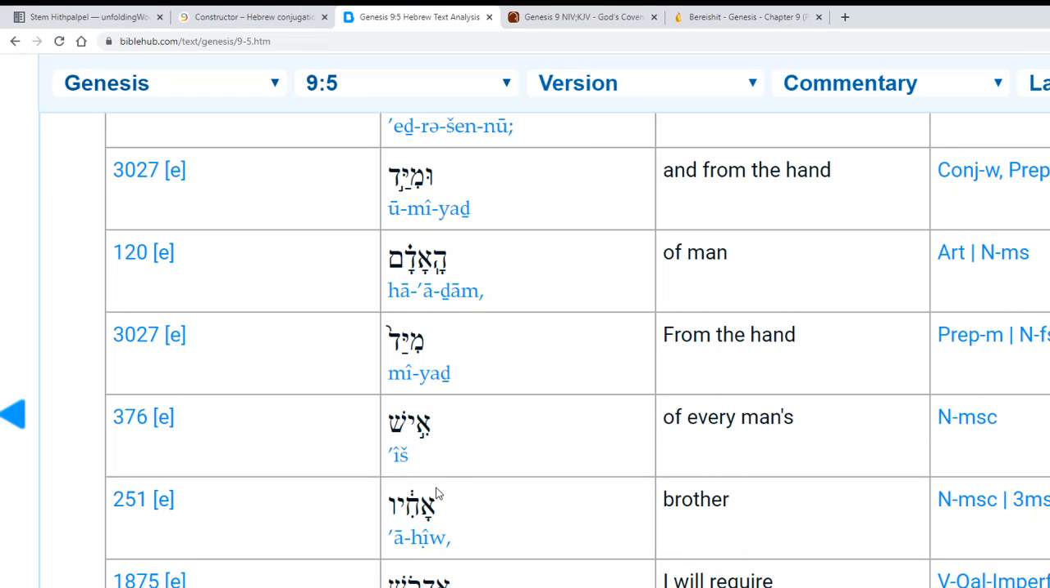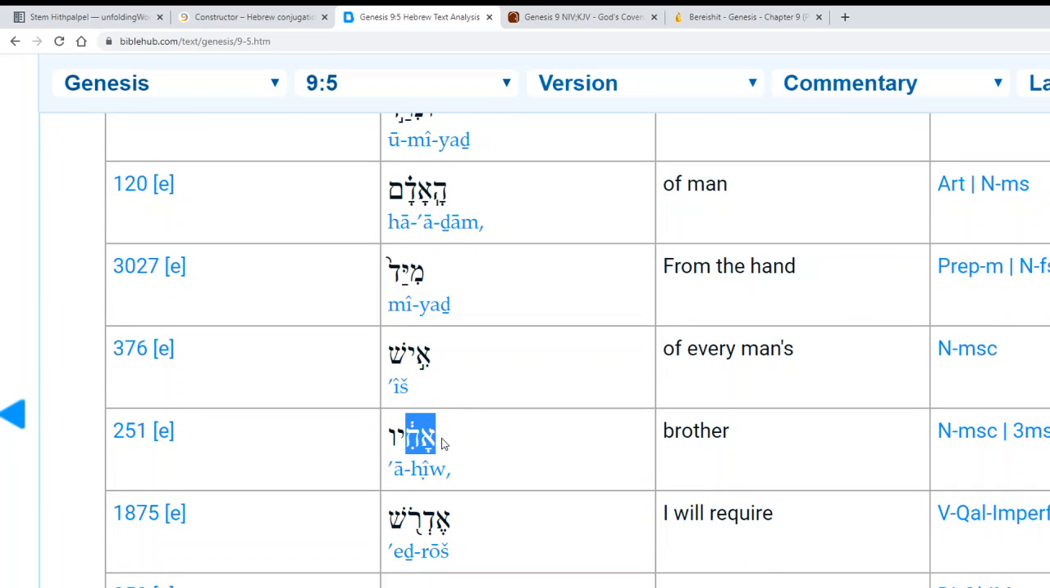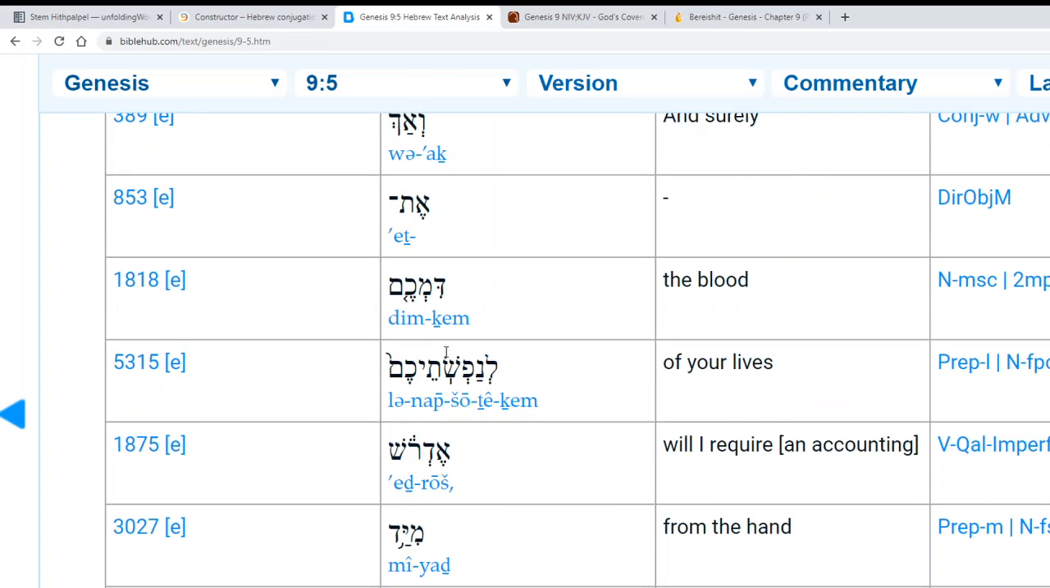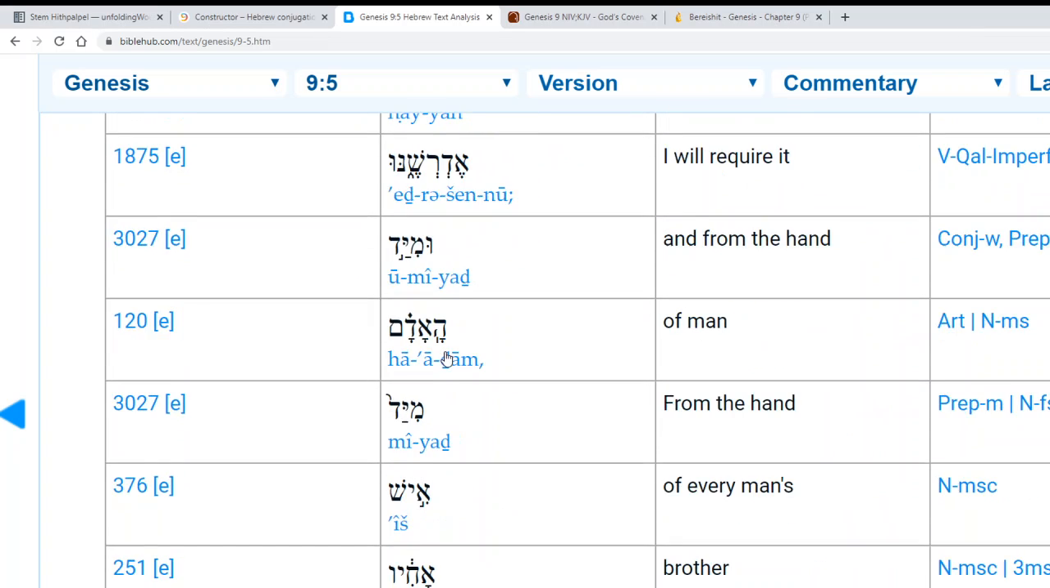Ish achiv, and they're saying ish is in the construct form. Miyad ish achiv. They seem to be saying that this is all one big construct. I don't think that's true. Miyad ish achiv. Maybe ach means brother, right? Achiv means his brother. Ish achiv edrosh. I will require, right? We had edrosh in the same sentence before, right? Previously.